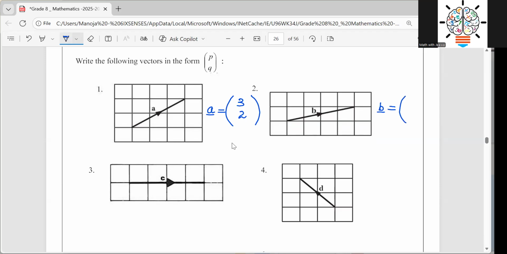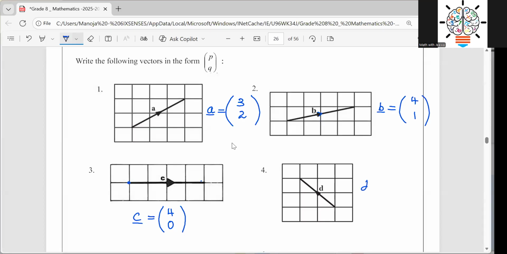And then B vector. So then I open like this. 1 to this direction. 1, 2, 3, 4. And up 1. And C, you can see, right? So then horizontally how many steps is it going? 1, 2, 3, 4. 4. Vertically, is it going anywhere? No. You put it as 0.